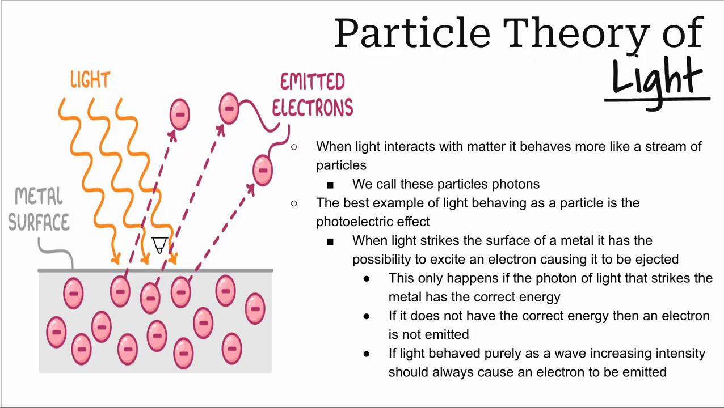Also, the fact that the electrons are emitted immediately upon the light striking indicates photon behavior, because waves would require a more gradual release of energy into the matter, which would cause the particles to be emitted eventually, but not immediately.